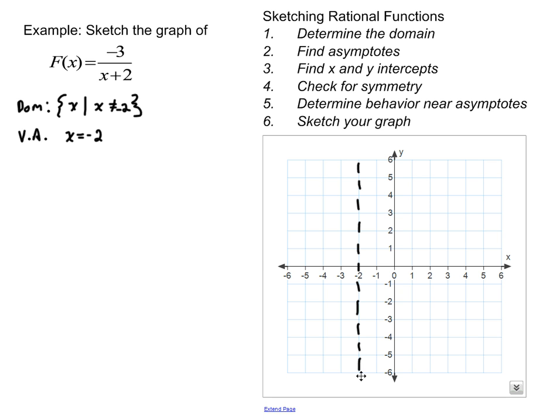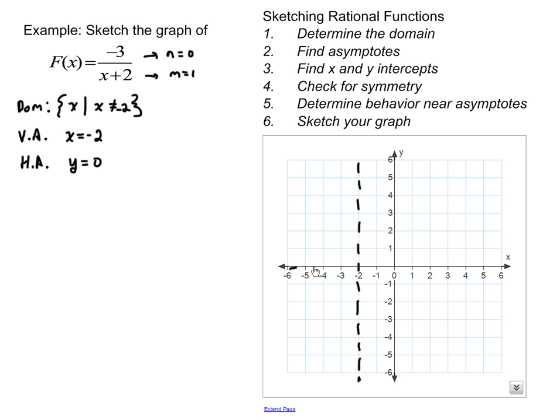And of course, I'm going to try and do the same thing with my horizontal asymptote. For the horizontal asymptote, we look at the degree of the numerator and the degree of the denominator. The degree of the numerator here is 0. A single number is a polynomial, but it's a 0th degree polynomial. And the denominator has a degree of 1. Since the degree of the numerator is less than the degree of the denominator, we always assign the line y equals 0 as the location of that horizontal asymptote.